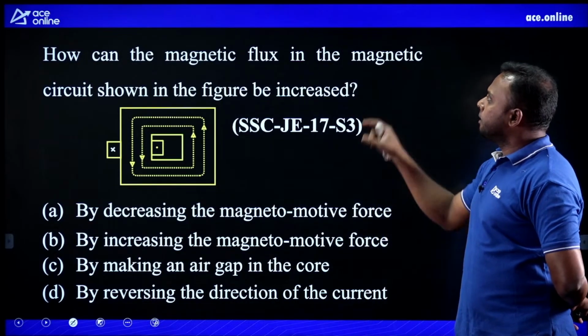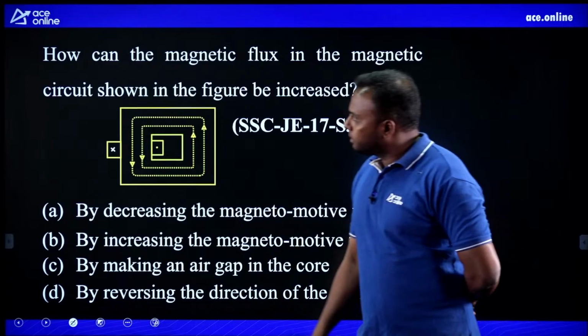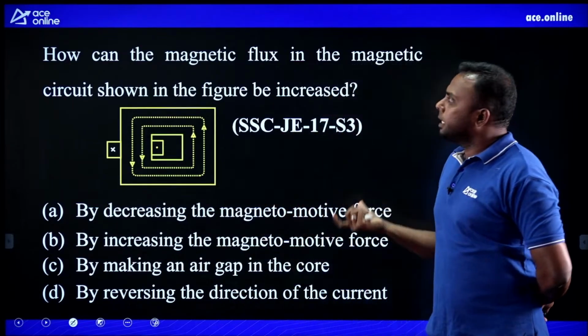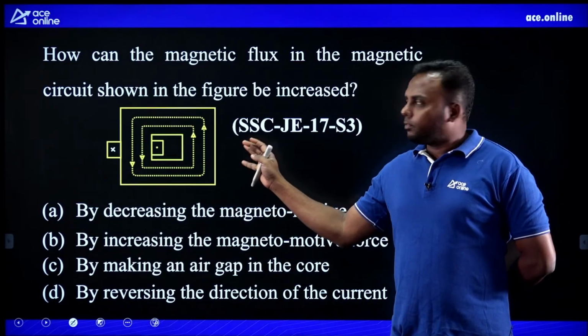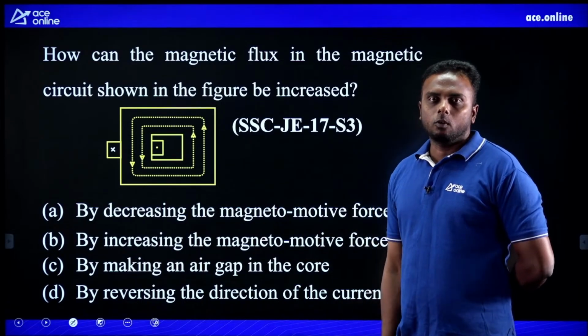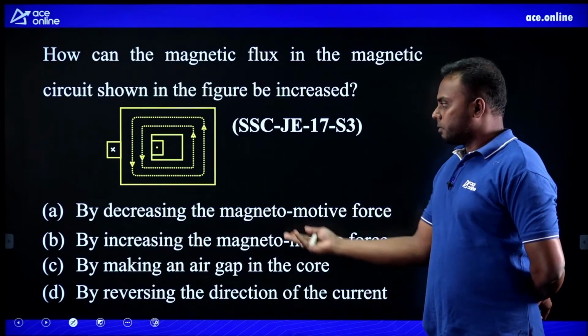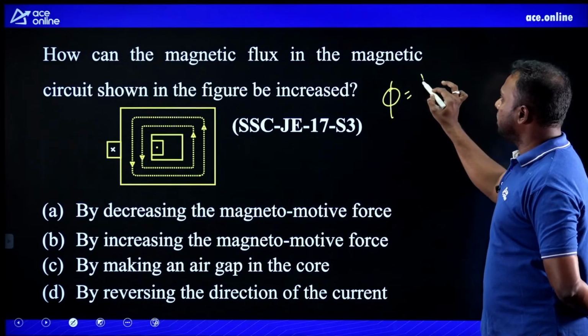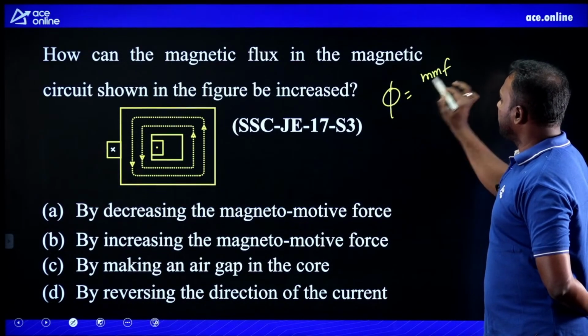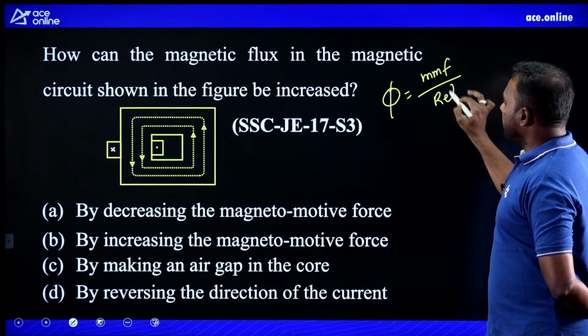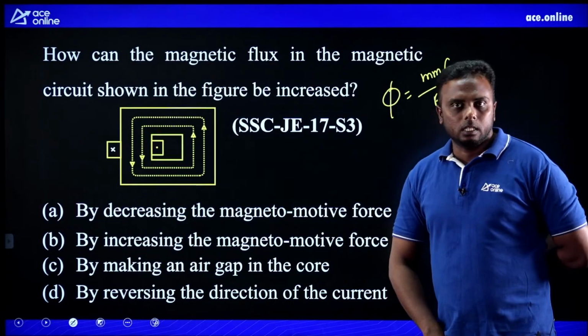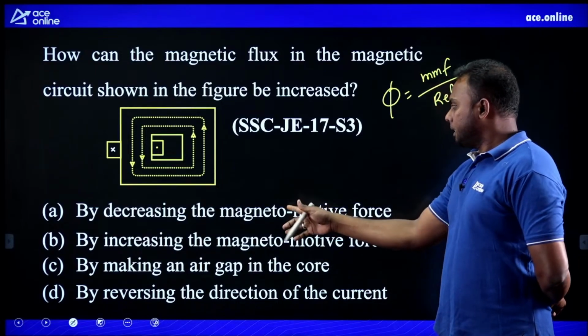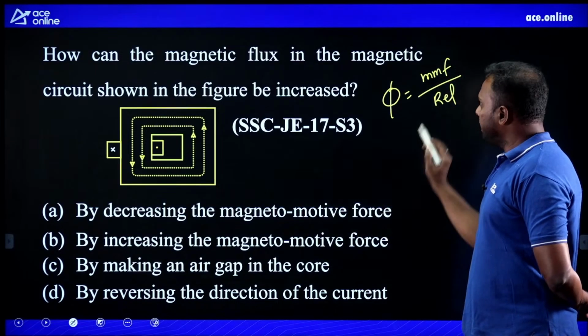How can the magnetic flux lines in the magnetic circuit shown be increased? How can we increase flux in the core? From the options. Flux is equal to magnitude of MMF divided by reluctance. How can we increase the flux lines in the core? By decreasing magnetomotive force, that is by decreasing MMF?